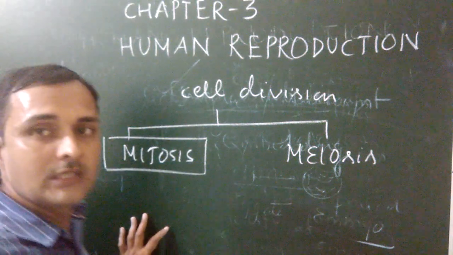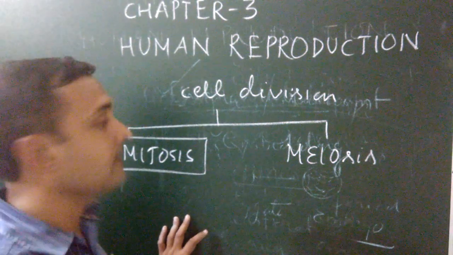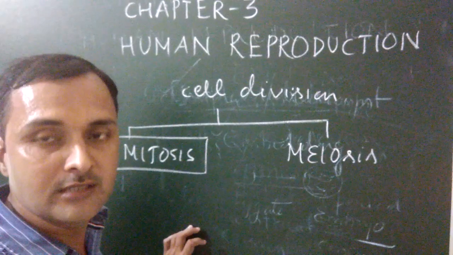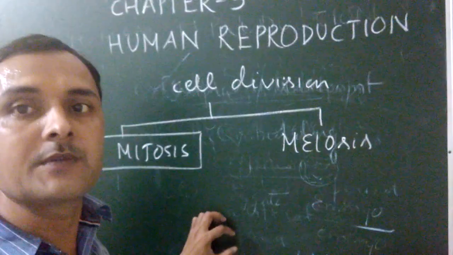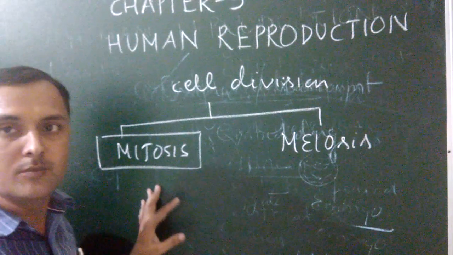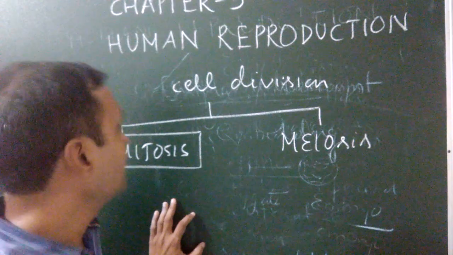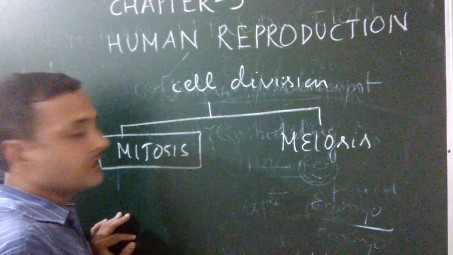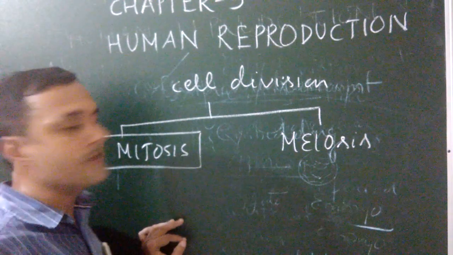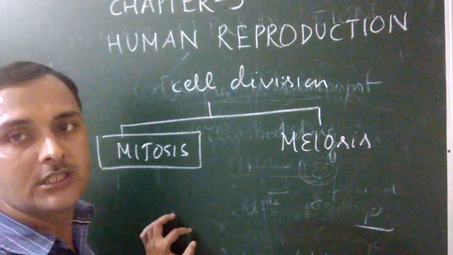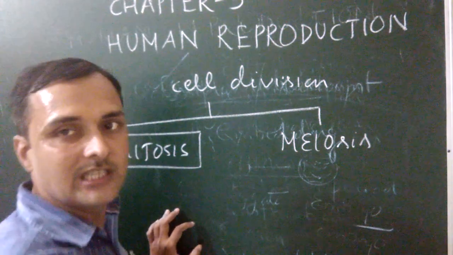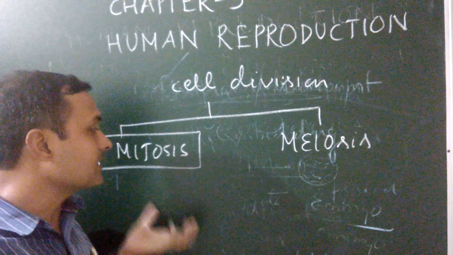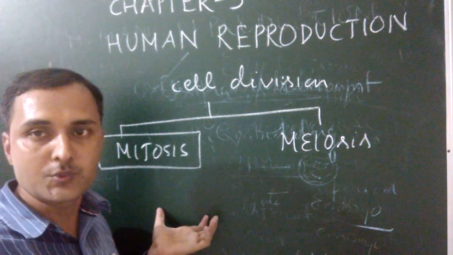First, what is mitosis? First of all, what is cell division? The process by which the cell increases its number is known as cell division, and there are two main types of cell division, mitosis and meiosis. What is mitosis? The process by which a parent cell divides into two daughter cells having the same number of chromosomes is known as mitosis cell division. It is also known as equational cell division because the daughter cells have the same number of chromosomes.